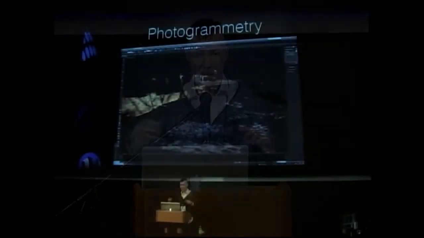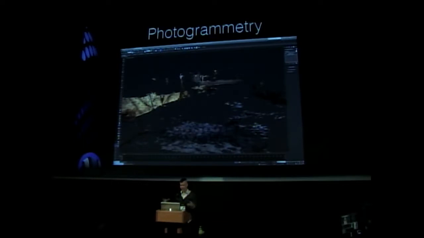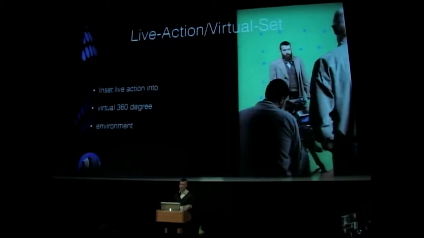Photogrammetry, where you take lots of pictures of an object or an environment and use computer software to create a model from that. You can combine live action with virtual sets. So in this example, we're shooting on a green screen. We're tracking the camera move that was made in the green screen studio, filming this actor, and then placing him in a computer-generated environment, which in this case uses the hybrid techniques.